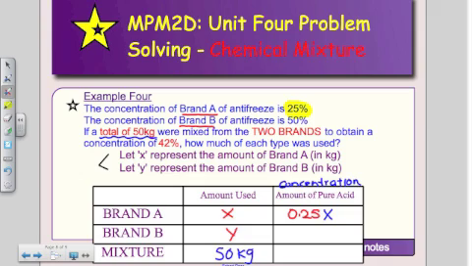And similarly, my concentration of brand B is 50%, so that means all of this is actually going to give me my equation number 2. So the second entry is also going to be quite simple. 0.5 multiplied by the amount of y that I have. The next step is the more complicated step.